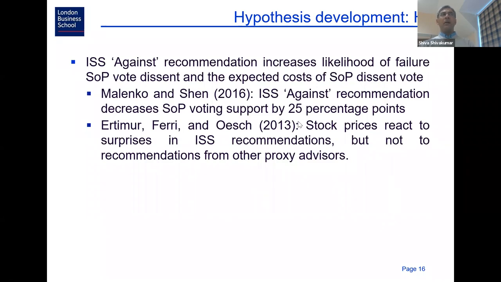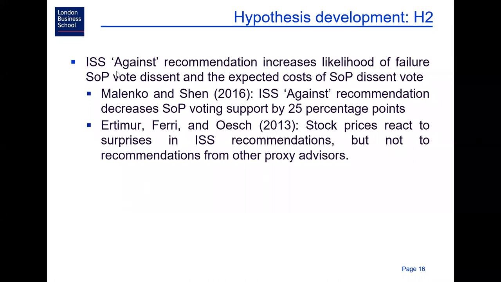points. And Ertimur et al. also showed that stock prices react a lot more to surprises in ISS recommendations, but not to recommendations from the other proxy advisors. So because ISS is such an important player in the SOP voting, we are going to look at what happens when a firm receives an ISS against recommendation.